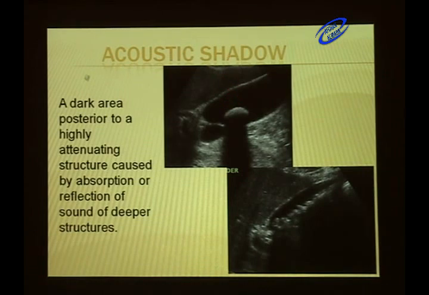But when we go to the areas which are deeper to that structure, as no sound waves are able to penetrate through that structure, therefore there is no reflection of the sound wave from areas posterior to that structure, and we will have a dark band posterior to that stone, bone or metal, and this black band is known as acoustic shadow. Acoustic shadow is typically the property of stones, bones and metals. Smaller stones will produce less shadow, large stones will produce more marked shadows.